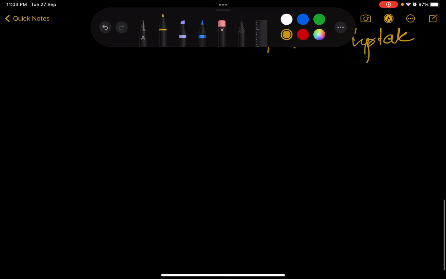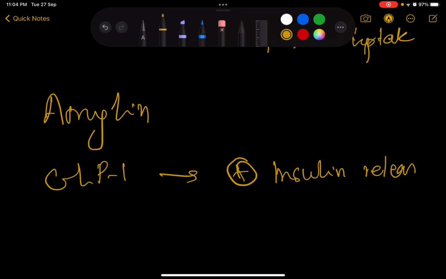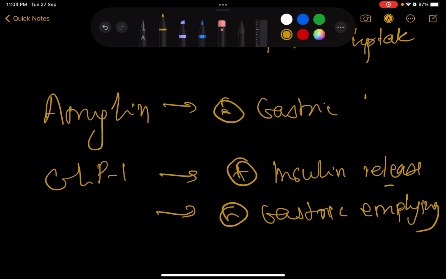Now the other things that we saw that are released, one is amylin and the other is GLP-1. GLP-1 stimulates insulin release. Number one, that's its main function. Second is that it inhibits gastric emptying. Now, why is this gastric emptying inhibition so important? And what does amylin do? It too inhibits gastric emptying.